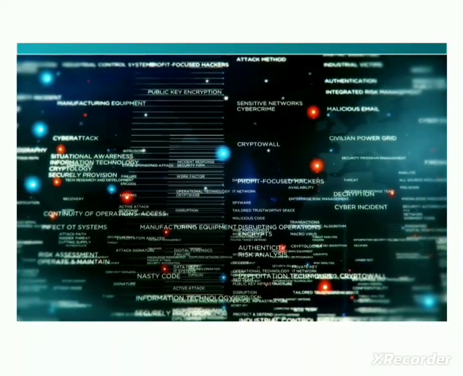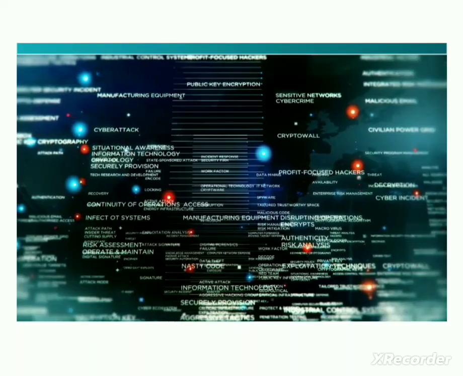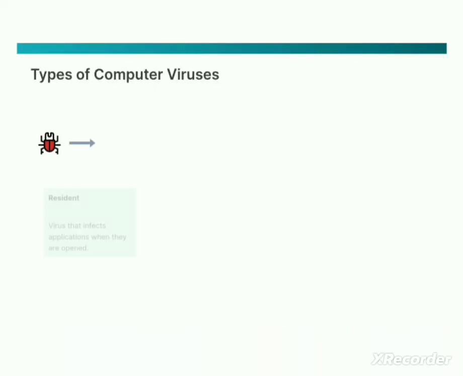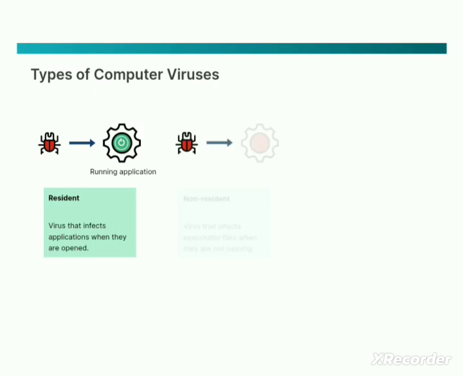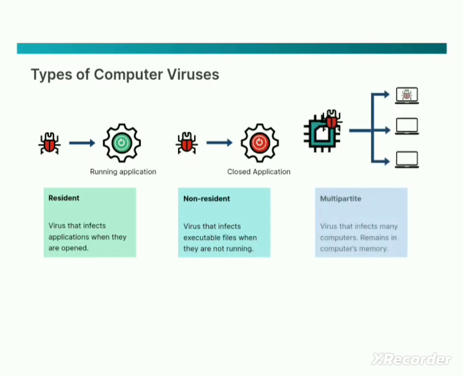Many types of viruses possess these traits, yet do very different things. The following is a list of some common virus types. A resident virus propagates itself by infecting applications as they are opened by a user. A non-resident virus infects executable files when applications are not running. A multipartite virus uses multiple methods to infect and spread across computers.